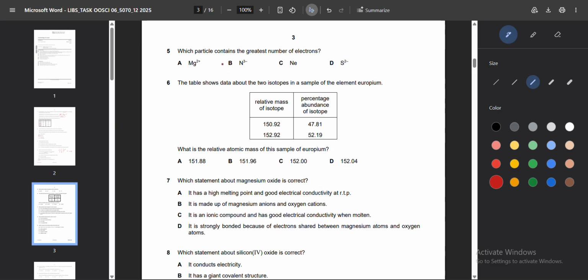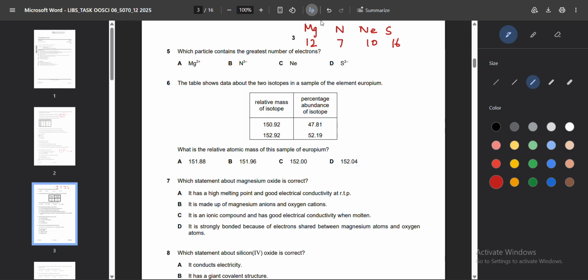Okay, number 5 is that which particle contains the greatest number of electrons. If you write the atomic numbers for magnesium, nitrogen, neon and sulfur, the atomic number or the number of electrons in magnesium is 12, and 7 in nitrogen, 10 in neon, and in sulfur it is 16.